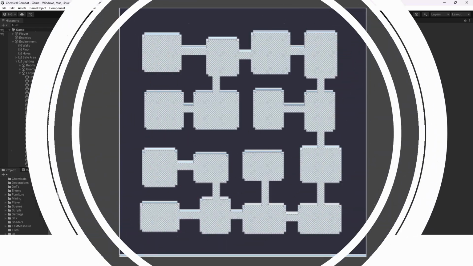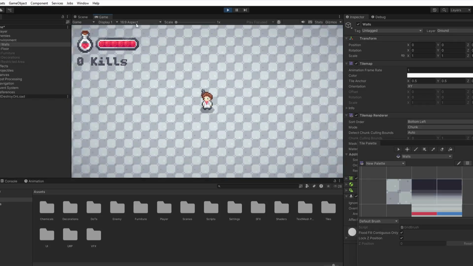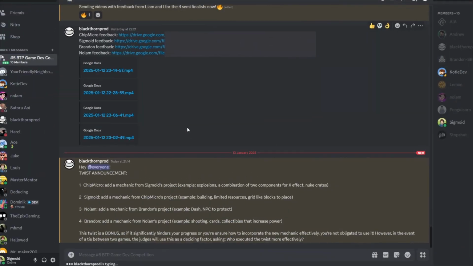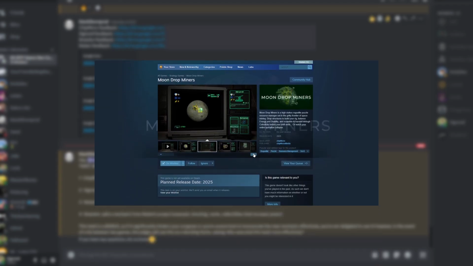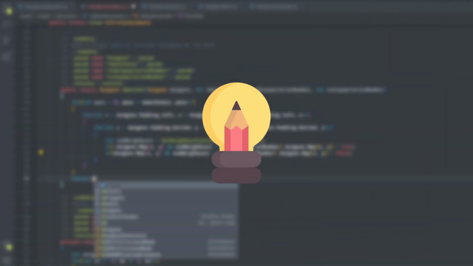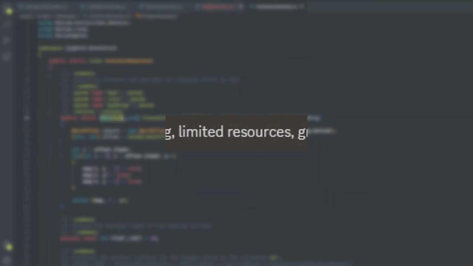With the rooms correctly generating, I also decided to redo the starting area as I had changed pretty much the entire concept due to the twist. I was told on the second day that I would have to incorporate something from Chip Micro's game Moondrop Miners. What this inspired me to do was to make a kind of mining system where the elements are now a limited resource and would be expended upon shooting.